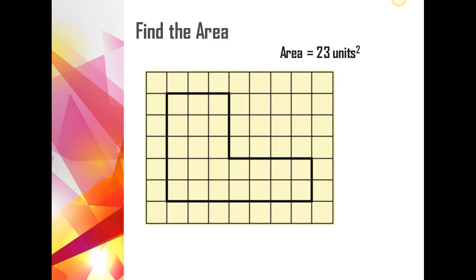Another thing you could do is create one large rectangle. Then you could find the area of the entire rectangle, which is 5 times 7, or 35 units squared. From that, you would subtract that extra piece, which is 12 units squared. 35 minus 12 will give you the area of 23 units squared.